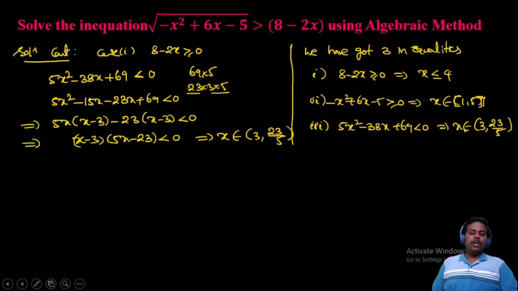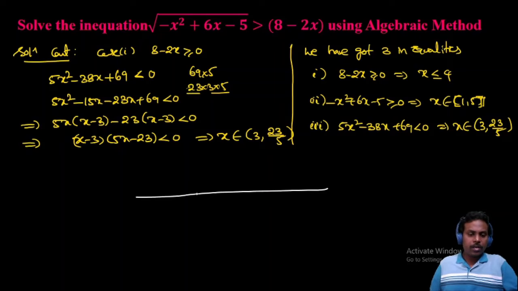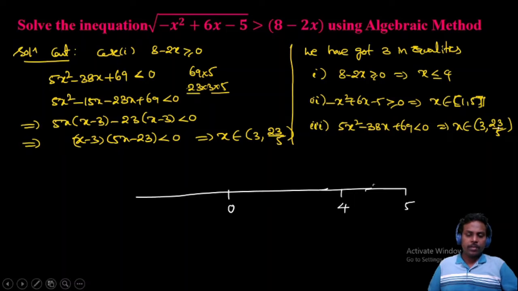Now with the help of a real number line, we'll be able to find the solution. So let me indicate all the numbers that I have. You have 4 here. Any other big number? Yes, 5 is there. And the next number is 23 by 5. And you have 1 here. And you have 3 also. So these numbers are being indicated.